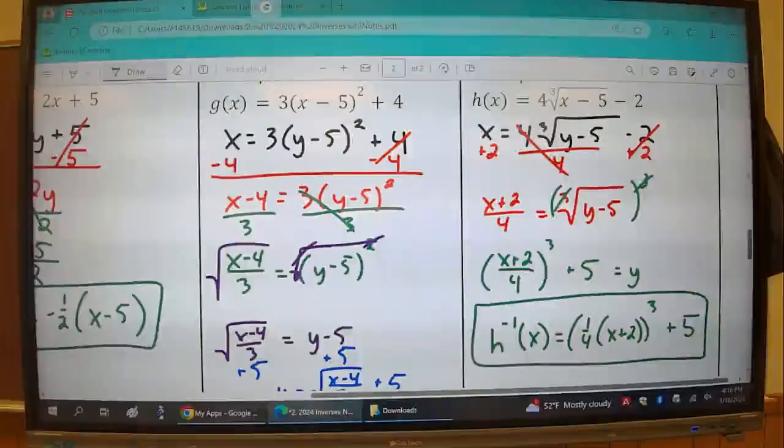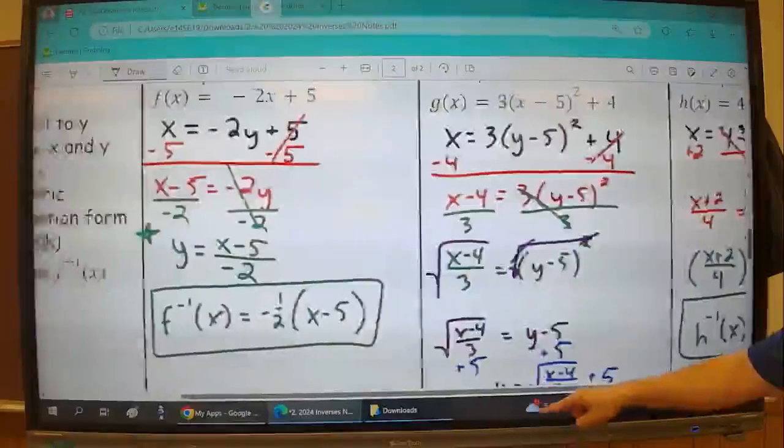Now, how do I know that I properly did it? Because, yeah, I've got all the right components, but how do I know it's done correctly? We show it algebraically using composition of functions.